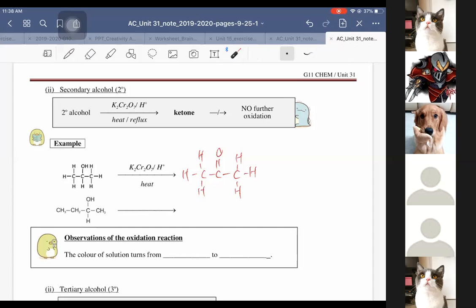Because if we have carboxylic acid, that needs to be at the end of the carbon chain. But here we have the C double bond O in the middle of the carbon chain. So we would not be able to further oxidize it to carboxylic acid.